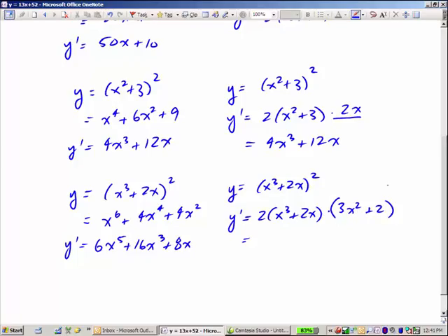Alright, so let me multiply this. I'm going to get 2x cubed plus 4x, and then I'm going to get 3x squared plus 2. So firsts, I get 6x to the 5th. Outers, you're going to get 4x cubed. And inners, I'm going to get 12x cubed. So that's going to be 16x cubed. And then the lasts, plus 8x. So Derek was right. So 3x squared plus 2.